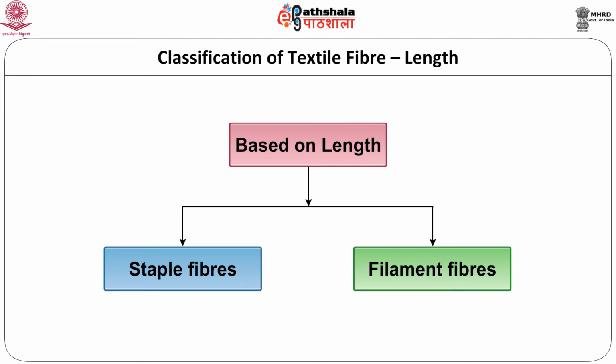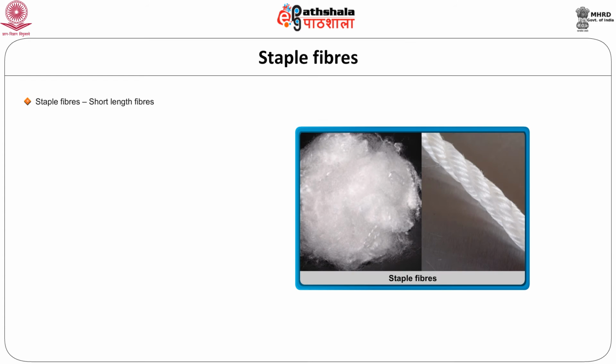The second classification of textile fiber is based on their length. According to the fiber length, they are classified into two categories such as staple and filament fibers. Staple fibers: short length fibers are called staple fibers and they vary from half an inch to 18 inches. All the natural textile fibers except silk fiber are staple fibers.